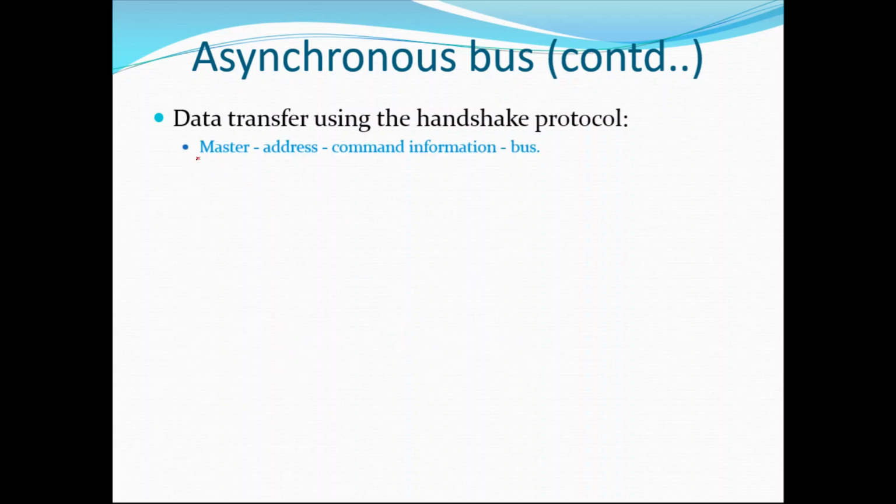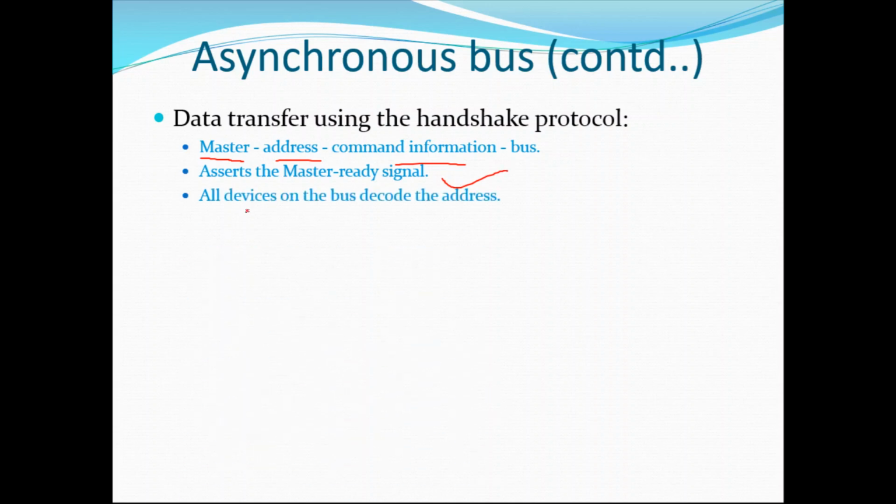First, as usual, the master will place the address and the command information on the address bus and the control bus, or the command bus. After placing them on the bus, the master will assert the master ready signal. That is, it will activate the master ready signal. Now all the devices on the bus will decode the address. The working style is the same as usual, but there is no clock involved here. All the devices decode the address to check whether this command is meant for them or not. So one of the devices will identify it. That is the addressed slave.